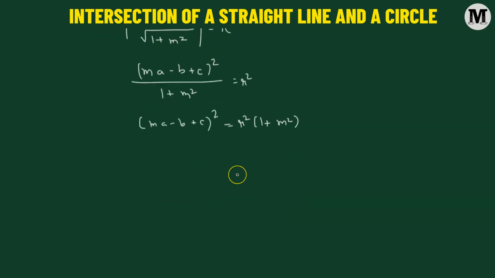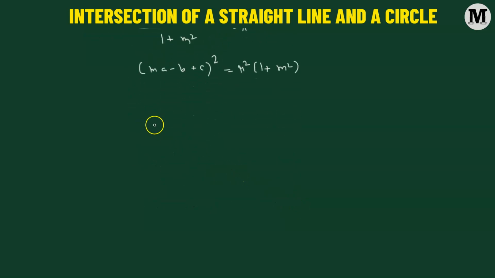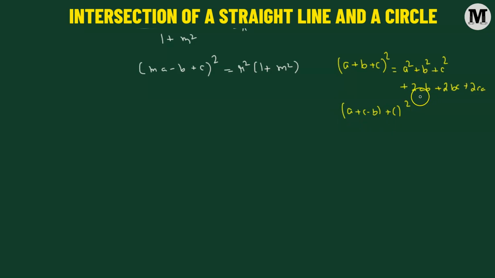Let's do one thing. Let's expand (ma minus b plus c) squared. So here we're going to use the identity that if we have a plus b plus c and square it, then this will be equal to a squared plus b squared plus c squared plus 2ab plus 2bc plus 2ca. Now in this case we have the second term that's negative, which means that our formula is actually a plus negative b plus c whole squared. So accordingly we can replace the value of b with negative b, so that means this term and this term are going to be negative.